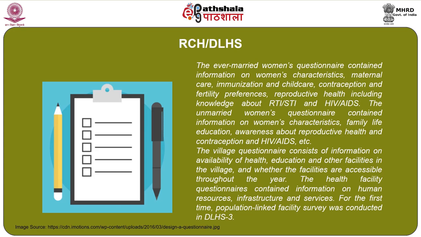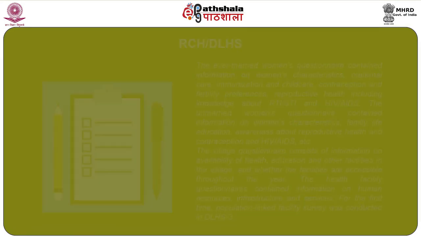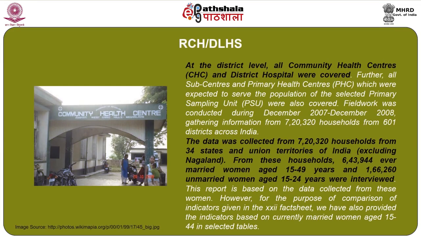For the first time, population-linked facility survey was conducted in DLHS3. At the district level, all community health centers and district hospitals were covered. Further, all sub-centers and primary health centers, which were expected to serve the population of the selected primary sampling unit, PSUs, were also covered. Field work was conducted during December 2007, December 2008, and gathering information from 7,20,320 households from 601 districts across India.